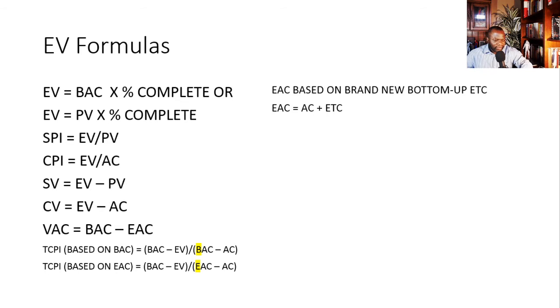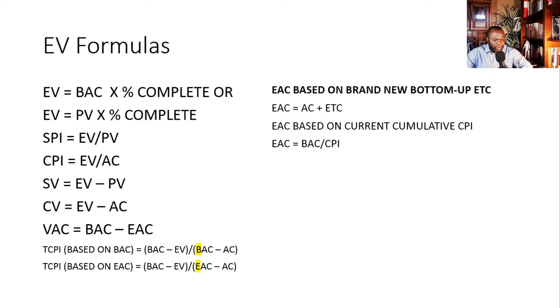All right. The next one is EAC based on the current cumulative CPI. Tell me what that is. Go. The answer, BAC divided by CPI. BAC divided by CPI. That is your EAC based on the current cumulative CPI. All right. I hope this is all making sense.